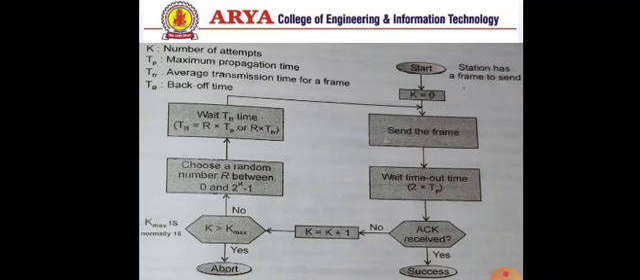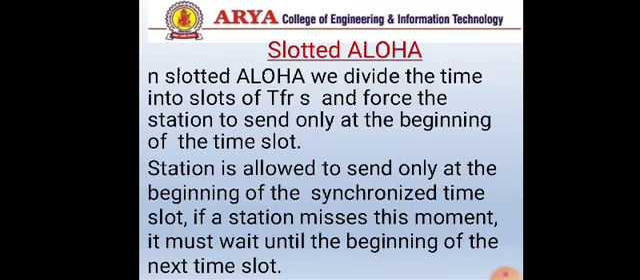This is the flow chart of pure Aloha. When a station starts and has not sent any frame, k equals 0. When the frame is sent, the wait time out is 2 × Tp, and we wait for an acknowledgement. If the acknowledgement is received from the receiver by the sender, then the packet has been successfully sent. But if the acknowledgement is not received, then the data packet will be resent by the sender.